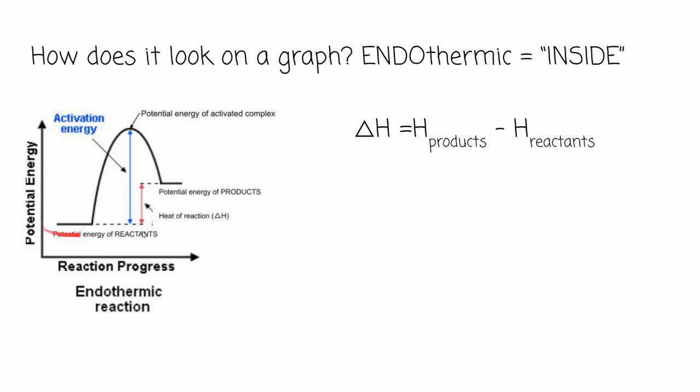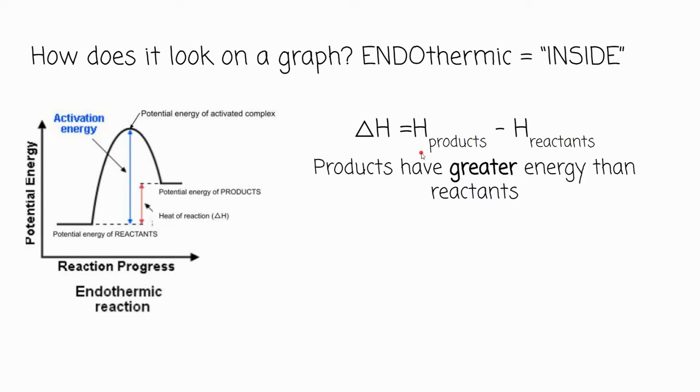So if we just imagine some numbers over here, reaction progress is basically time, and then our potential energy. This is 0, and let's say this is 1 and this is 5. So 1 is our reactants, 5 is our products. Well, which one's the bigger number? Well, 5 is the bigger number.